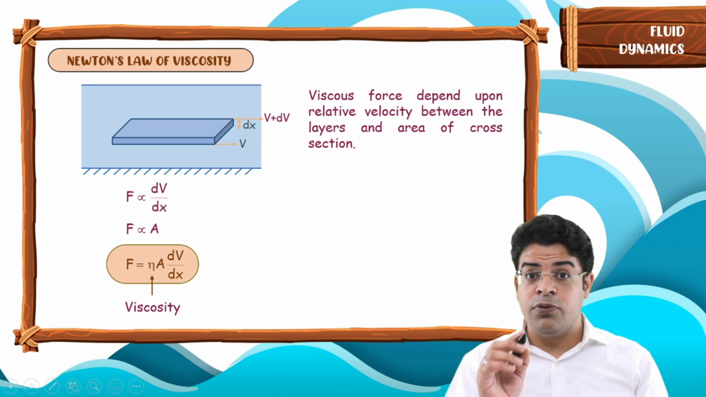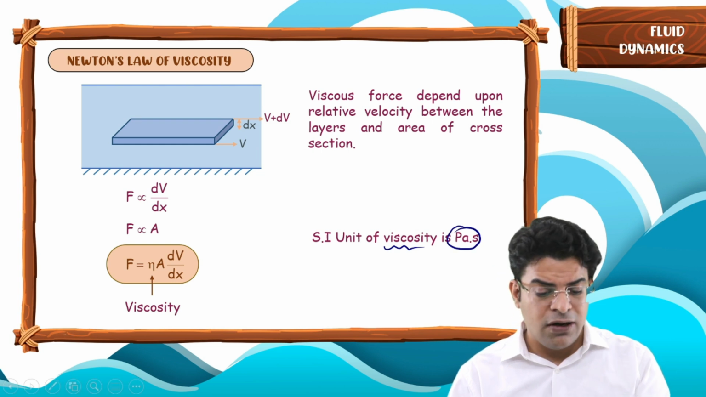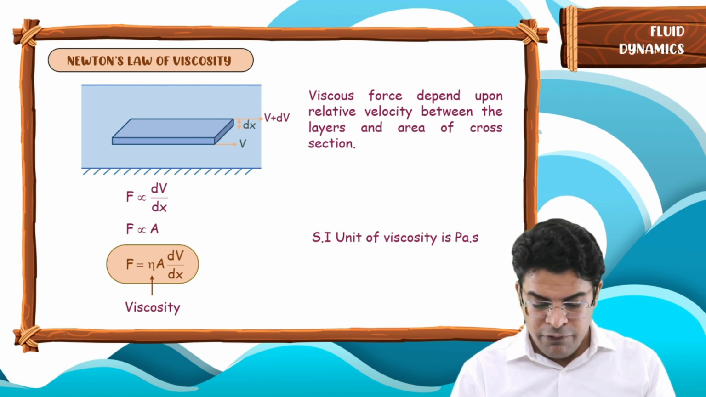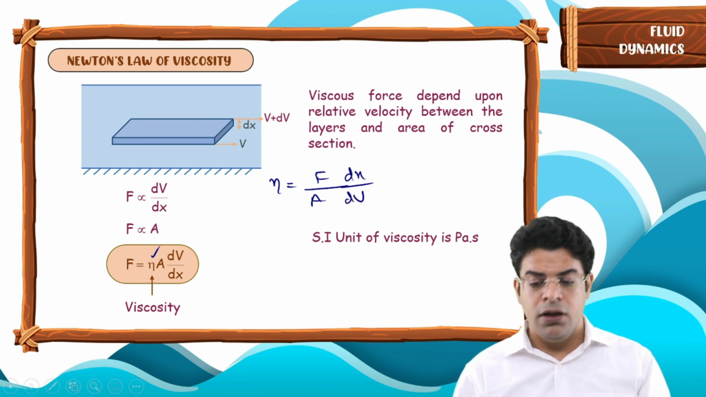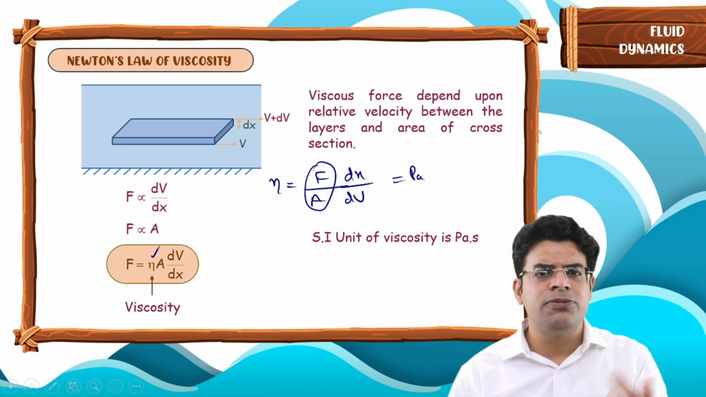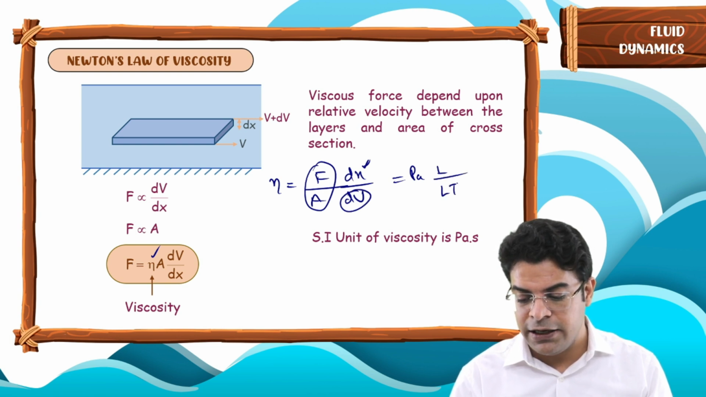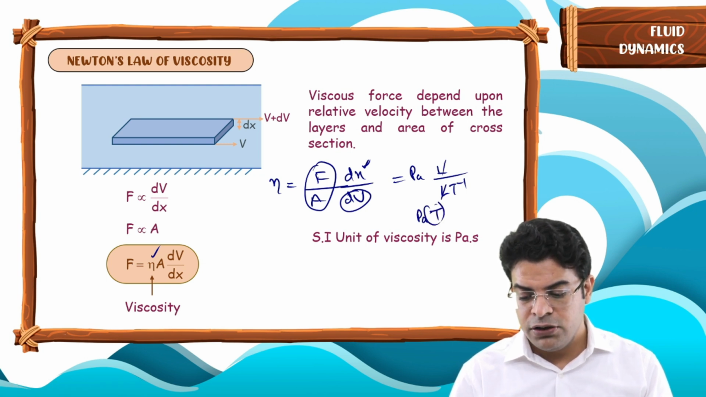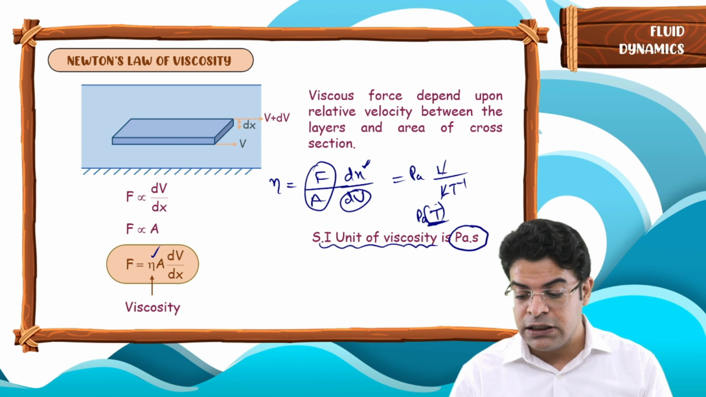Now here is one important thing that you should know. The SI unit of viscosity is Pascal second. Sir, how do you get Pascal second? See here. We can say viscosity equals force upon area into dx by dv. Now force upon area becomes Pascal, force per unit area, pressure. And dx represents length and velocity represents LT minus 1. So you cancel out the length and length, and you get Pascal into time. The time has SI unit of second, hence the SI unit of viscosity is Pascal second.